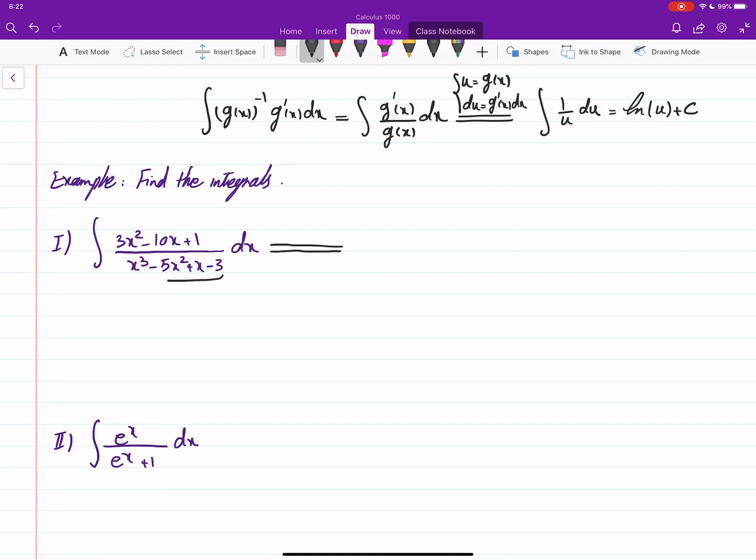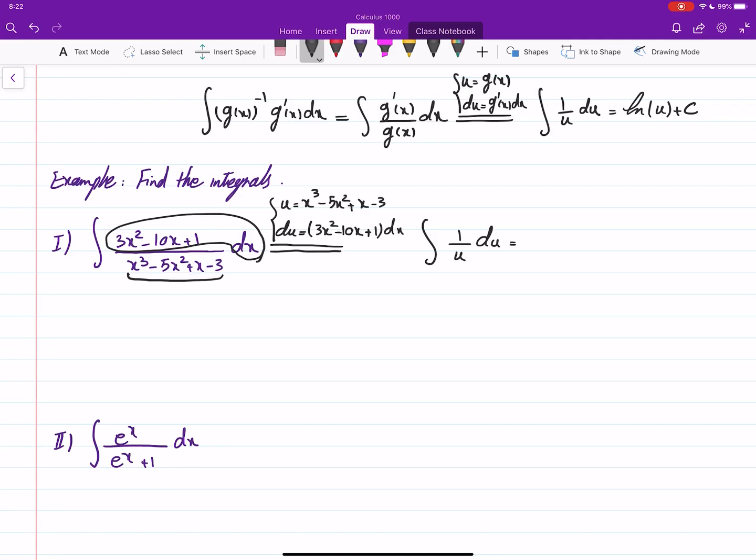You see right away here, the denominator is x cubed minus 5x squared plus x minus 3. The derivative is in the numerator, so we have the case we just mentioned. Set u to be x cubed minus 5x squared plus x minus 3, so du is going to be 3x squared minus 10x plus 1 dx. This whole thing is du, and we have 1 over u. So this is ln of the absolute value of u plus c, and plugging back, you get ln of the absolute value of x cubed minus 5x squared plus x minus 3, plus c.